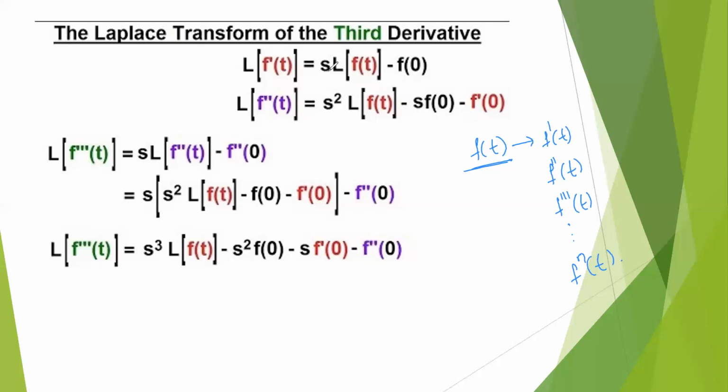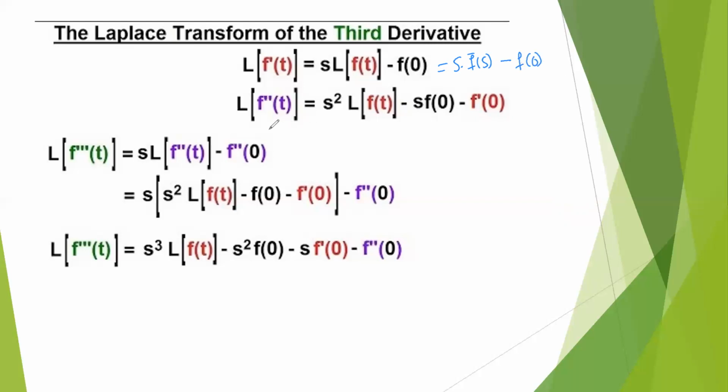Laplace transform of f dash of t is equal to s into Laplace transform of f of t minus f of 0. This can also be written as s into f bar of s minus f of 0. I repeat, the Laplace transform of f of t is nothing but f bar of s, so if we replace it with f bar of s, we can write the same formula as s into f bar of s minus f of 0.